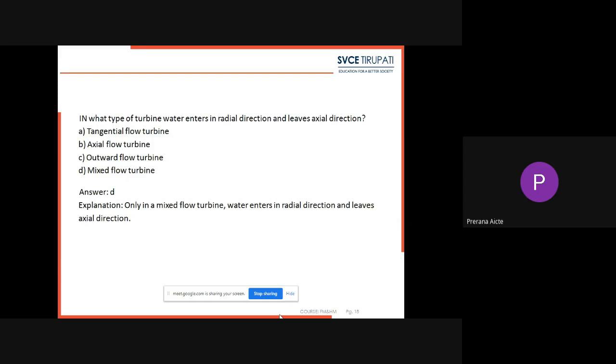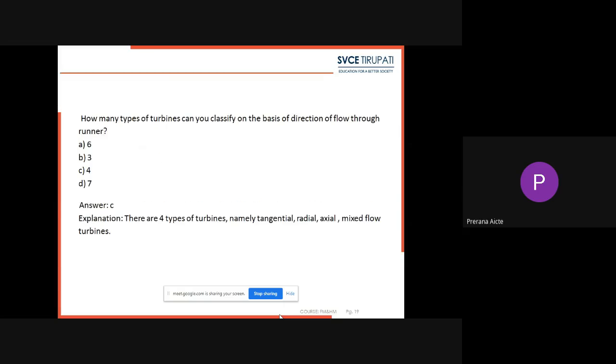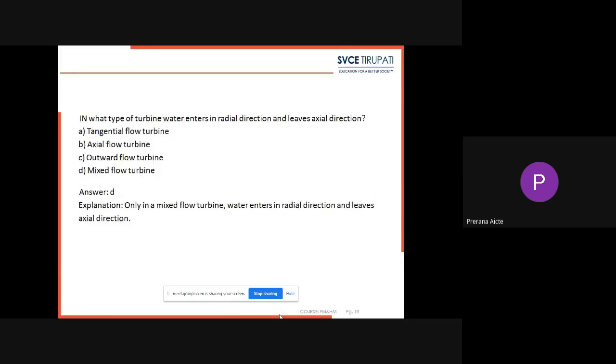Next question, in what type of turbine does water enter in the radial direction and leave in the axial direction? It is the mixed flow turbine. Only in a mixed flow turbine does the water enter in radial direction and leave in axial direction. For a Francis turbine, the water enters in radial direction and also leaves in radial direction. And for a Kaplan turbine, the water enters in axial direction and leaves in axial direction. But in the mixed flow turbine, the water enters in radial direction and leaves in the axial direction.